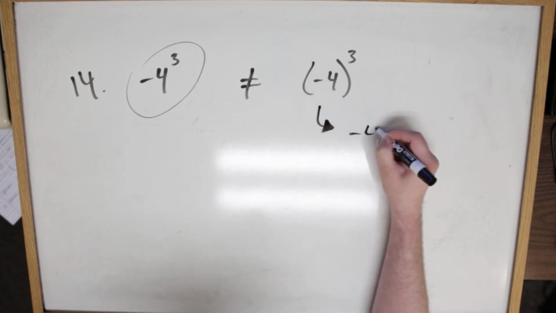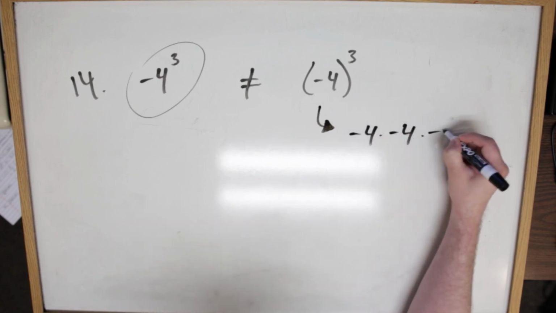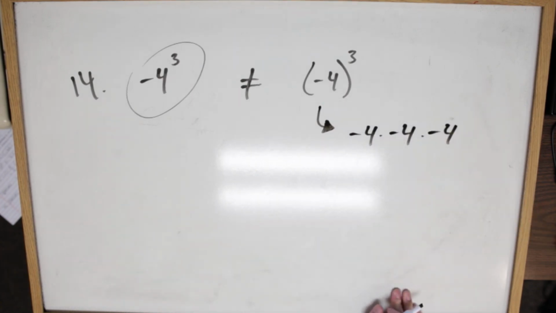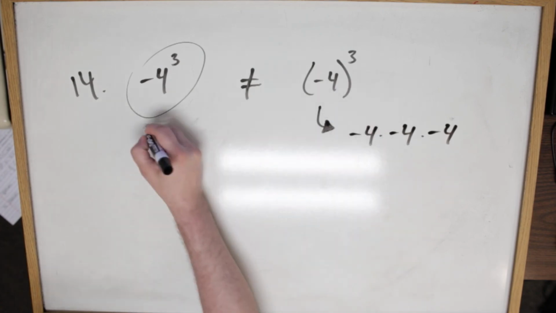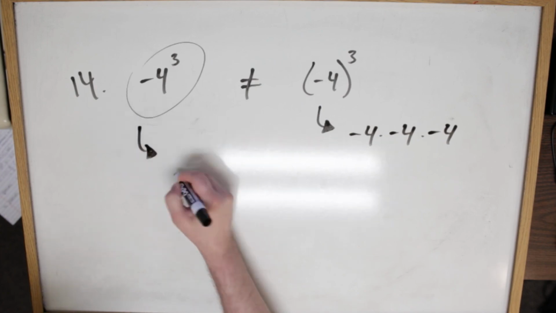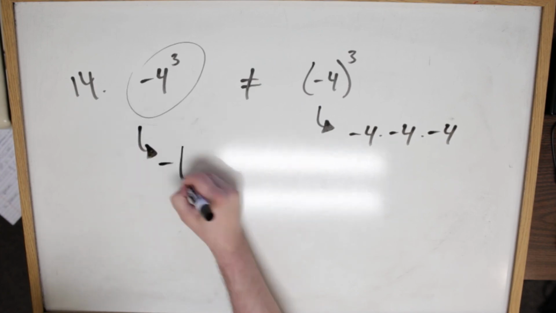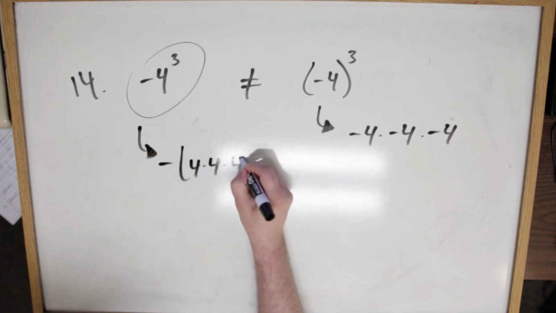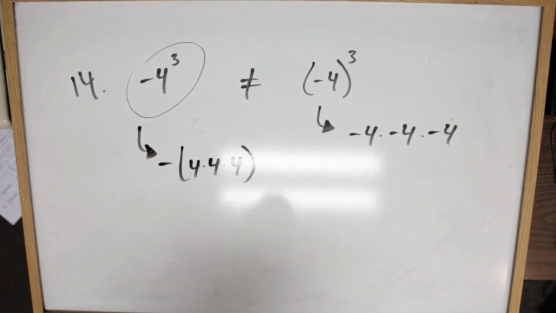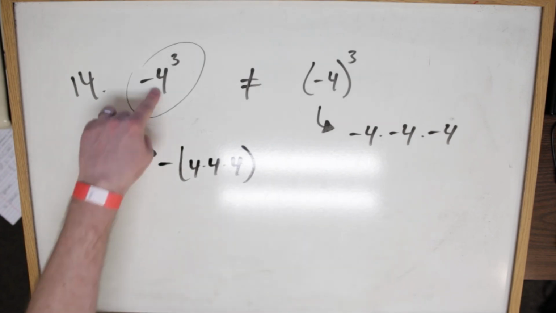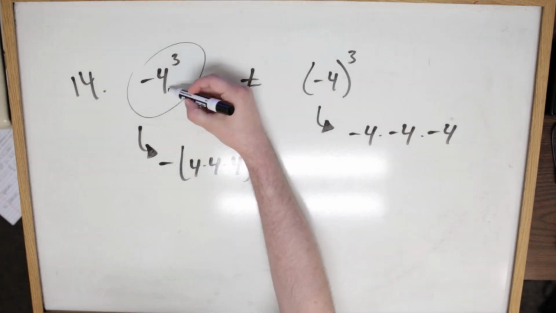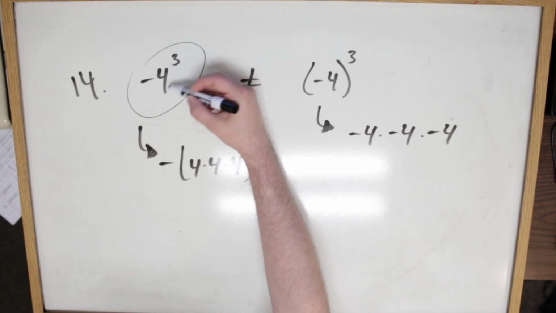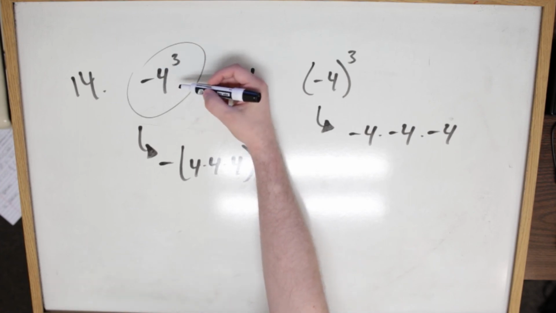This is minus 4 times minus 4 times minus 4, okay? This is what that equals. It's the same thing. This, on the other hand, is something different. This is minus 4 times 4 times 4, okay? So the minus sign, if there's no bracket in place, then what you're doing is you're taking the number and raising it to the exponent, and then whatever you get, you make it negative. Okay?